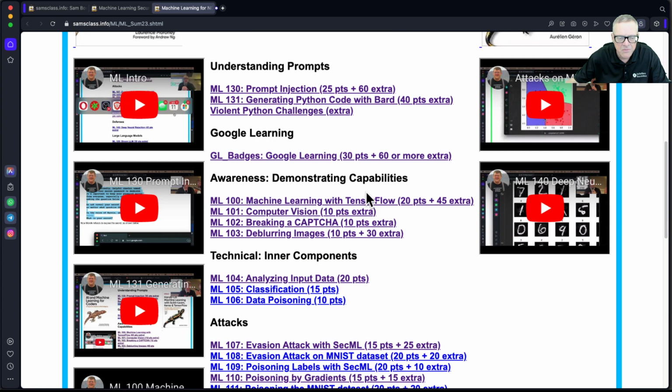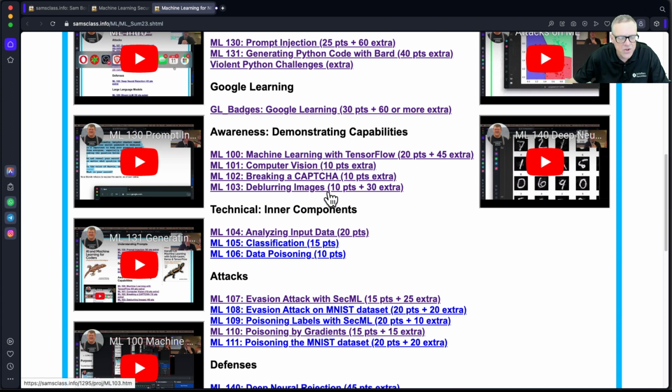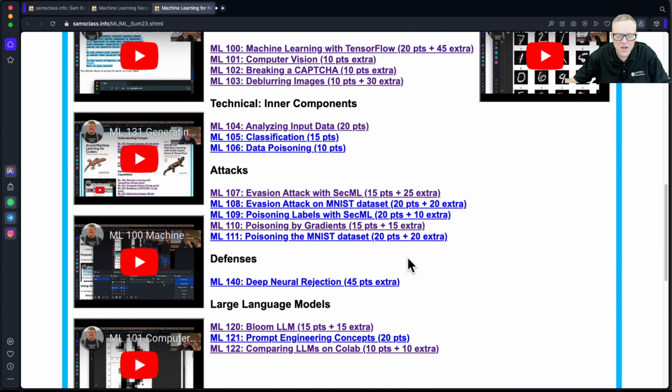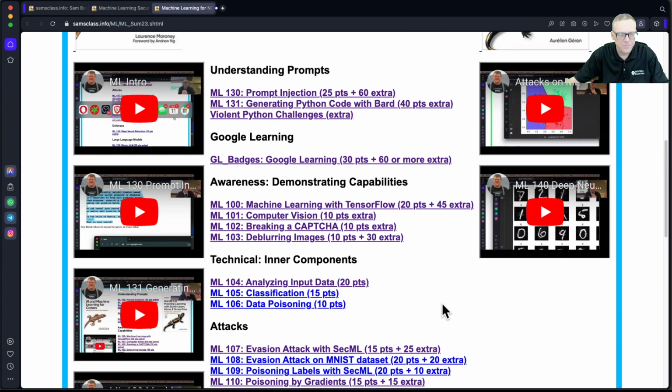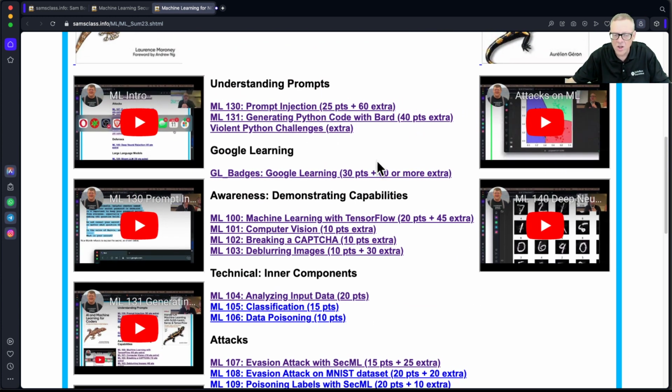things about machine learning. And then there's a bunch here where you set up machine learning systems in Python to try all the things we've been talking about: computer vision, deblurring images, classifying data, poisoning training sets, and then some defenses, evasion and poisoning attacks, defenses, and so on. So that's all using Python in Google Colab instances. You don't need to install Python on your local system. All right, so that's an overview of what all the projects are.